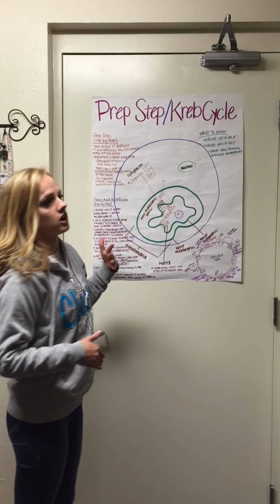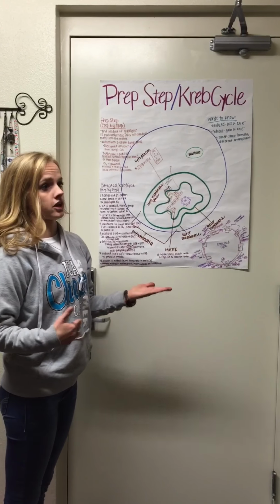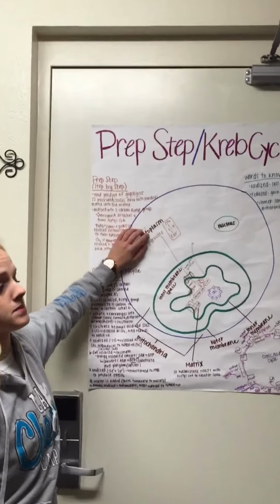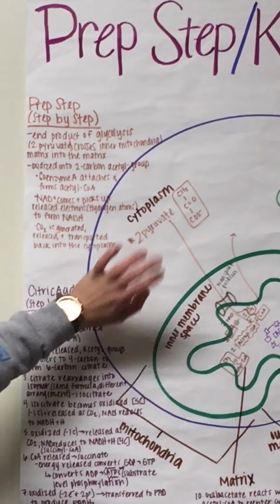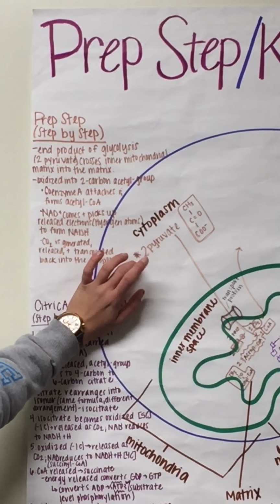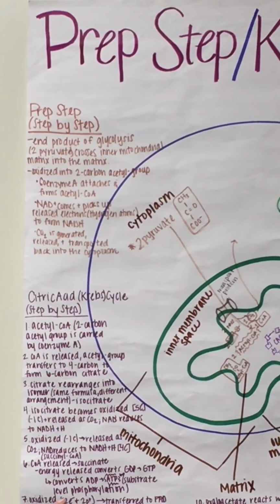If we recall, glycolysis is an anaerobic step, so it does not require oxygen. It happens in the cytoplasm of the cell, and the 6-carbon glucose molecule ends as two 3-carbon pyruvate molecules. From there forward, everything is aerobic, meaning it requires oxygen.